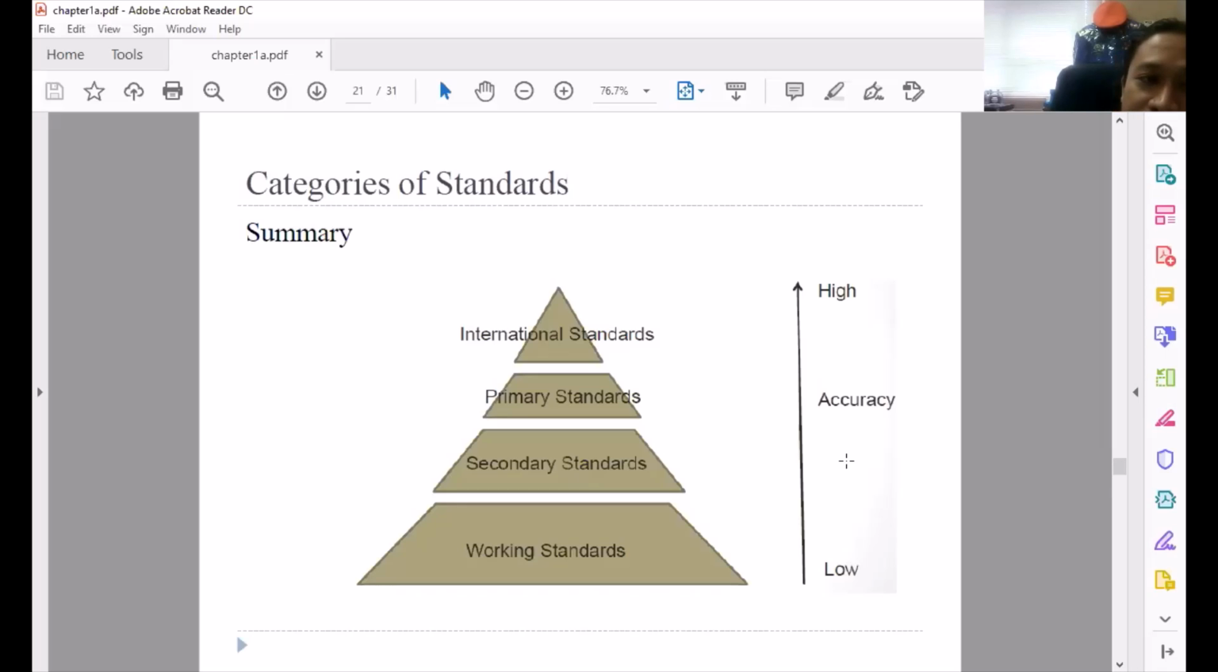Our device will follow the primary standard. That's why the first step, if you want to buy electronic devices, for example our televisions, our fridge and so on, is to make sure to check whether it follows the primary standard or not. It is good if it follows the international standard, very high accuracy.